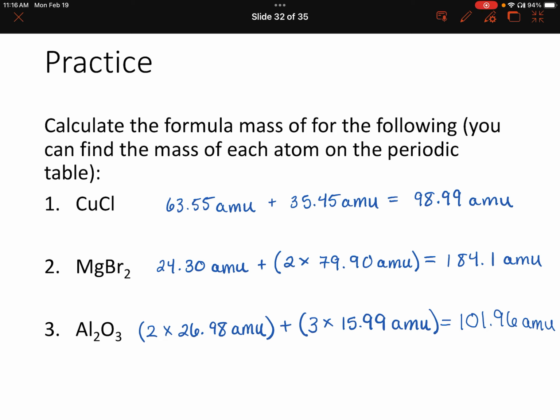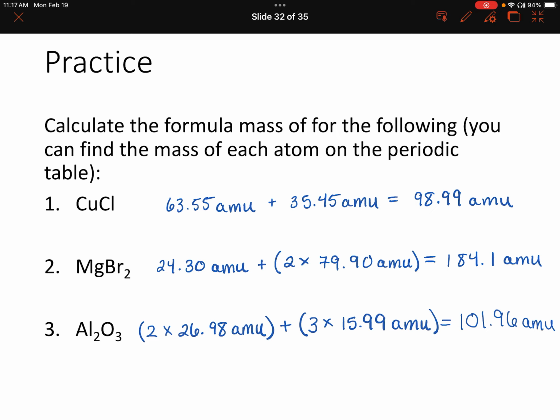You just kind of have to keep track of how many of each atom you have. And that's why it's important to know the charges of your ions so that you get an accurate molecular formula, because we want to make sure we're getting an accurate mass for our compounds. Later on, we're going to use these masses in calculations, so it is important to have accurate masses.